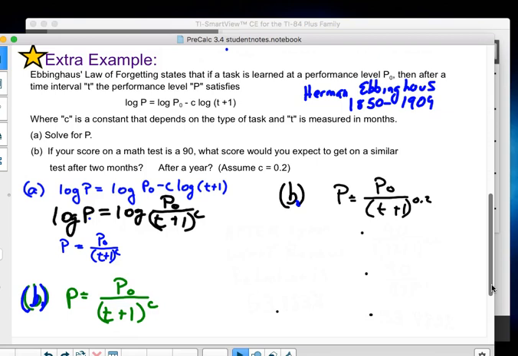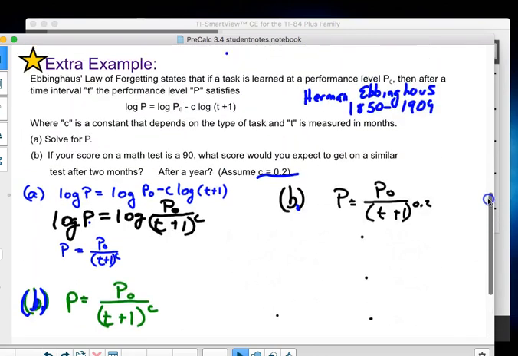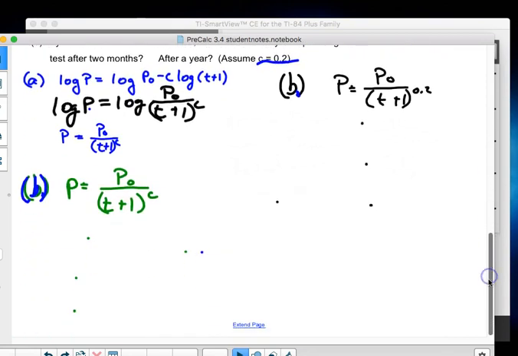I can say that they are the same because of the idea of one-to-one. If I take the log of both sides, before I took the log I could undo it, and P should be equal to P₀ all over (T + 1) raised to the C power. Now, knowing that, let's answer our questions. Remember, in this problem C was 0.2, and P₀ would be our original math test score of 90. So you got a 90 on the test. Evaluate.